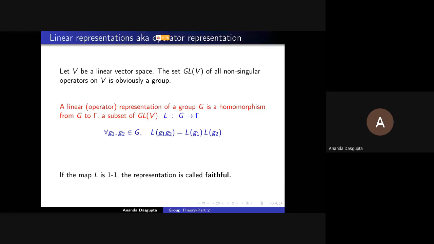And in particular, if the map is also 1-to-1, that is 2 different group elements mapped to 2 different operators, then you say that the representation is faithful. But there are plenty of representations which are not faithful. It might very well be that multiple group elements map onto the same final operator.